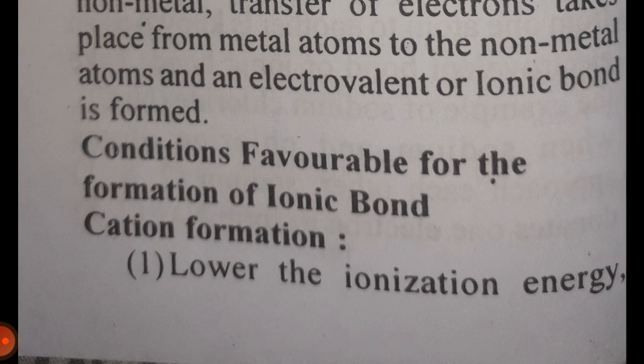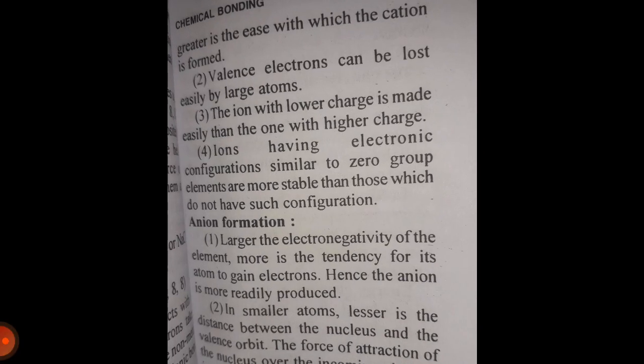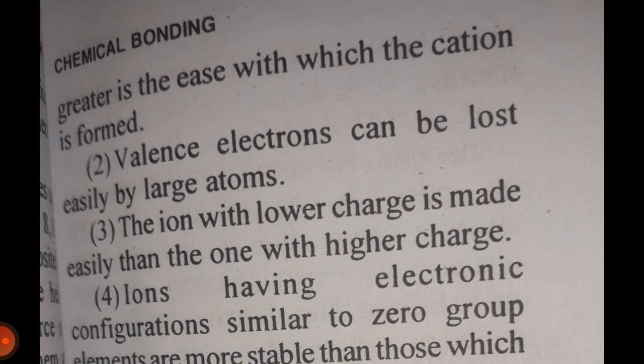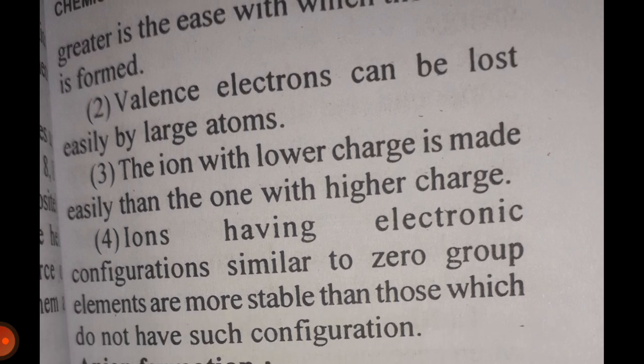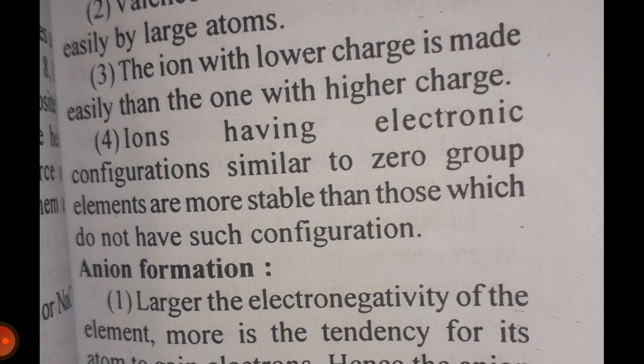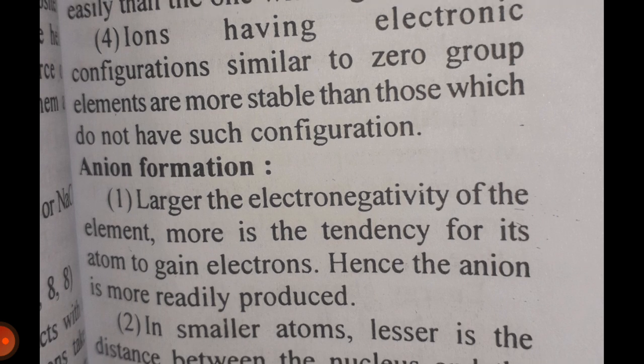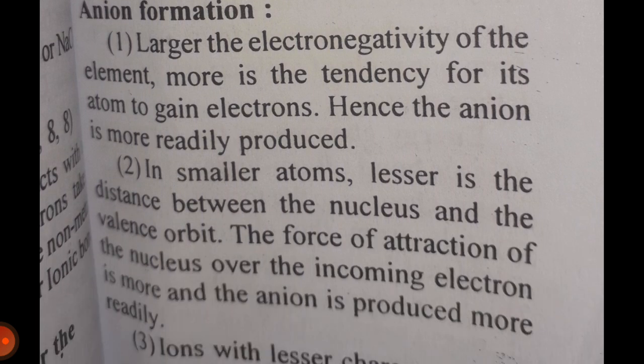Conditions favorable for the formation of an ionic bond. Cation formation: first, lower ionization energy means greater ease with which the cation is formed. Second, valence electrons can be lost easily by large atoms. Third, an ion with lower charge is made more easily than one with higher charge. Fourth, ions having electron configuration similar to zero group elements are more stable than those which do not have such configurations.